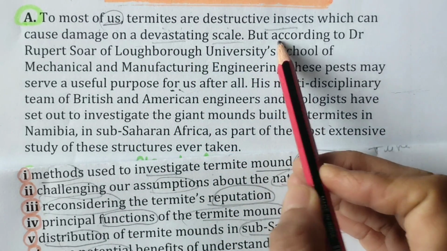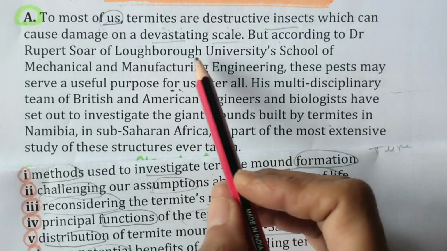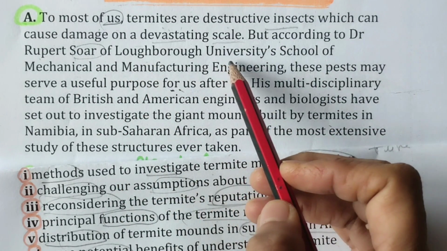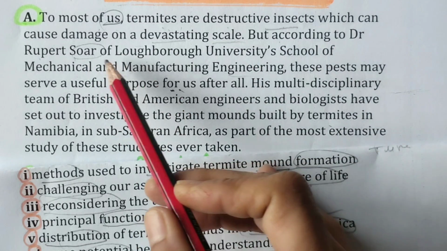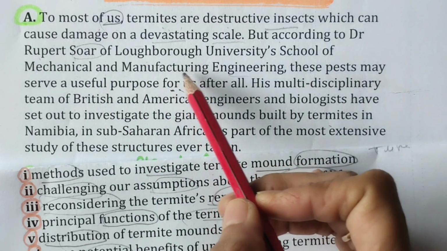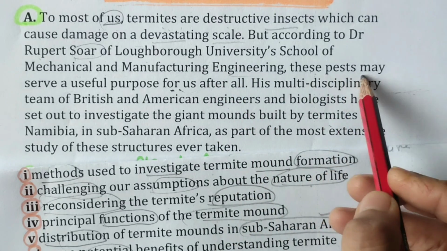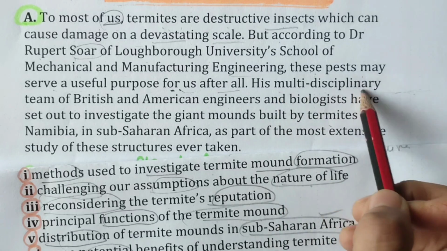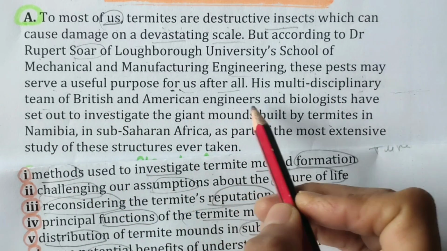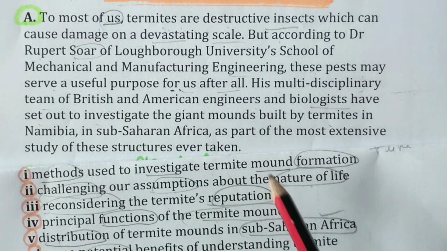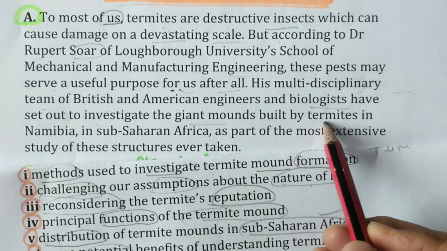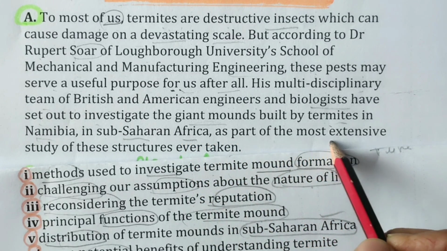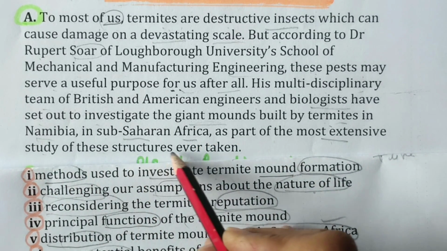But according to Rupert Soar of engineering, they have given about this person's education and all. These pests may serve a useful purpose for us after all. His multidisciplinary team of British and American engineers and biologists has set out to investigate giant mounds built by termites in Namibia, in sub-Saharan Africa, as part of the most extensive study of these structures ever undertaken.